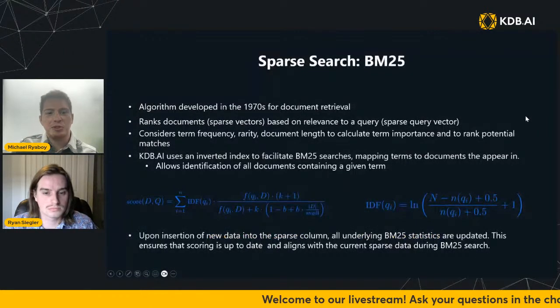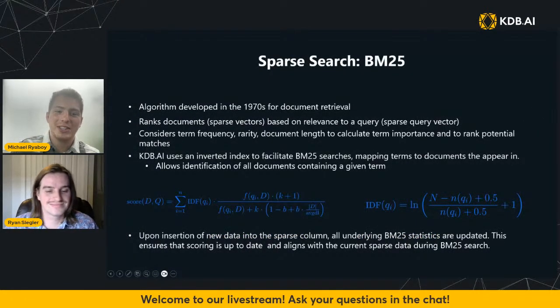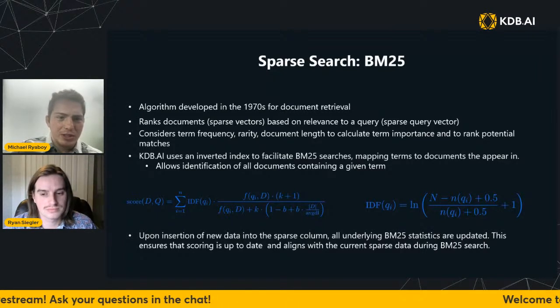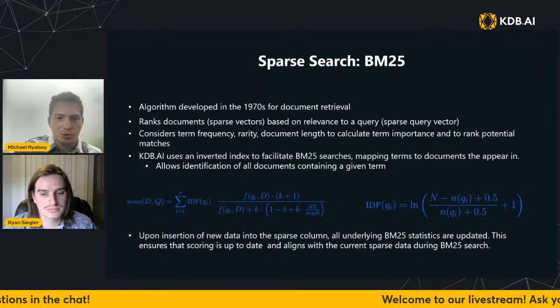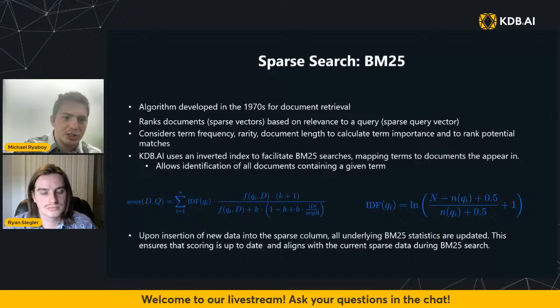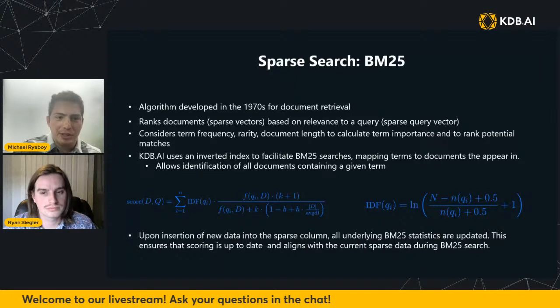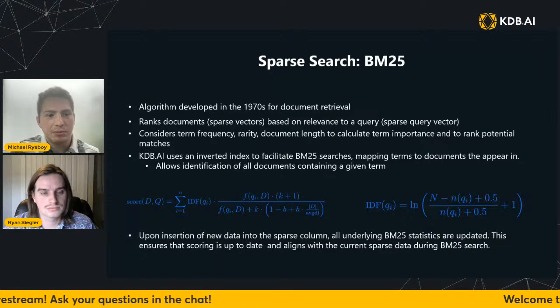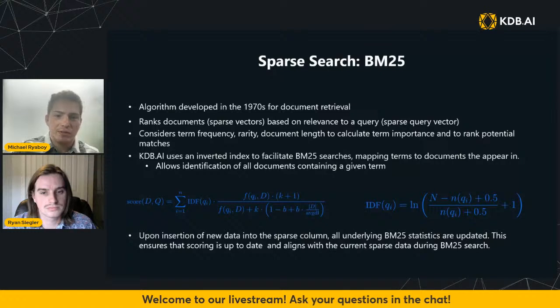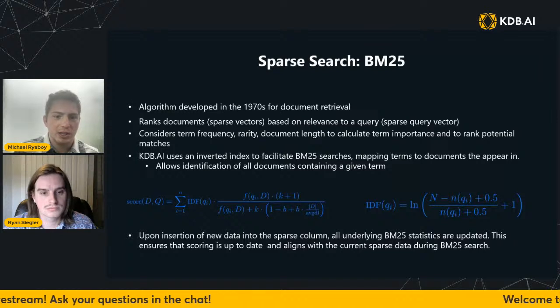But let's talk about sparse search a little bit more for a second. So it was developed in the 1970s for document retrieval, and until recently, this was basically how most search algorithms worked. Dense search only became much easier once vector databases became a thing recently, and embedding models became cheaper and more widespread. So what we do with sparse search is we rank documents again based on relevance to a query, but this relevance considers term frequency, right? How often does this keyword or token actually happen?